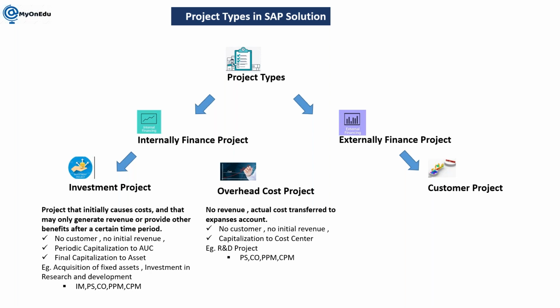Next is the customer project, where on demand of the customer you are executing the project, like make to order. You are getting an order from the customer, and based on that you do the production of that particular item. For example, we are a company manufacturing transformers, and I got an order for 100 transformers to be manufactured. In that case, I'm doing it based on the order only.